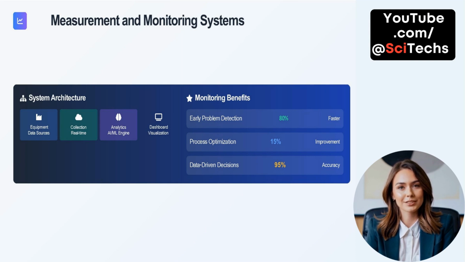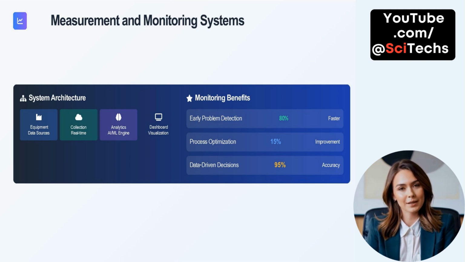Measurement and monitoring systems. An effective measurement and monitoring system relies on a structured architecture and delivers clear operational benefits. The system architecture starts with equipment data sources that provide continuous input. This data is collected in real time and funneled into an AI/ML analytics engine. From there, insights are visualized on intuitive dashboards, enabling fast and informed decision-making.